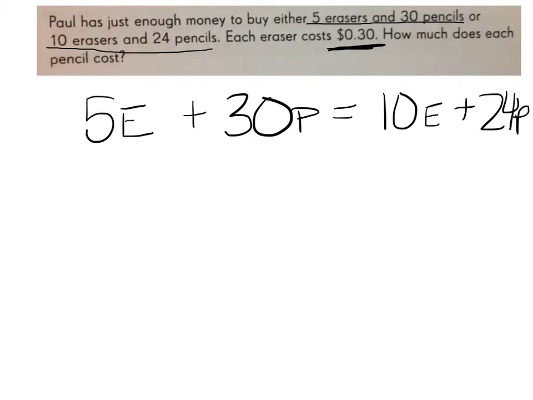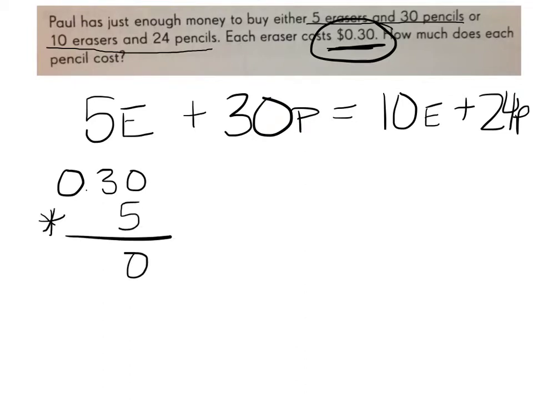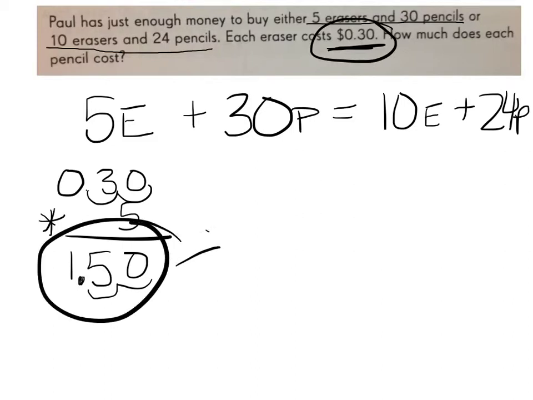Okay, I do know that erasers cost 30 cents. I just circled it up there. Since I know an eraser costs 30 cents, I can figure out what this value is right here. So 5 times 30 cents, you could do it the long way like this, times 5. 5 times 0 is 0. 5 times 3 is 15. There are 2 decimals, so I'd bring that over 1, 2. So the 5 erasers here is equivalent to $1.50.